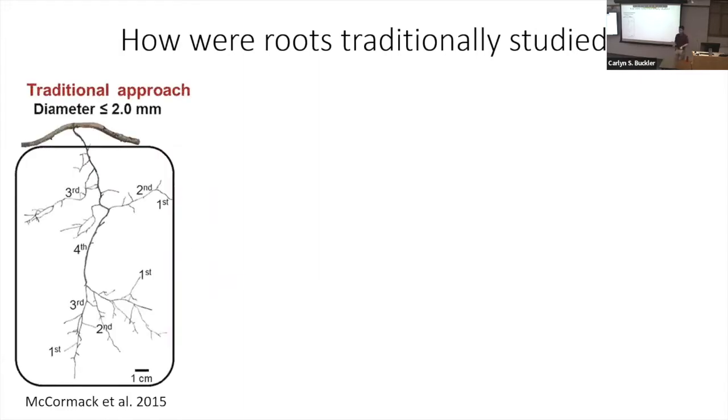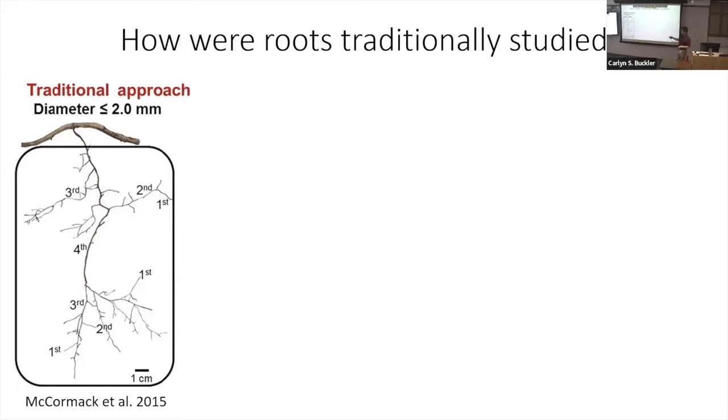So in a traditional sense, what we used to do is go dig up some roots, and we applied what we call a diameter cutoff approach, or this is the traditional approach, where everything under an arbitrary size diameter gets considered as one functional unit, and we consider that as one sample. Now, the problem with that, as you can see here, is we have all these different numbers.